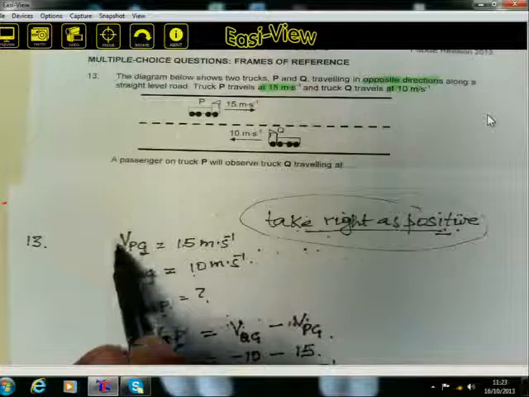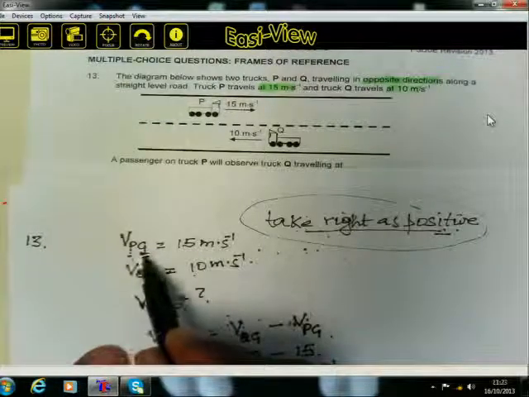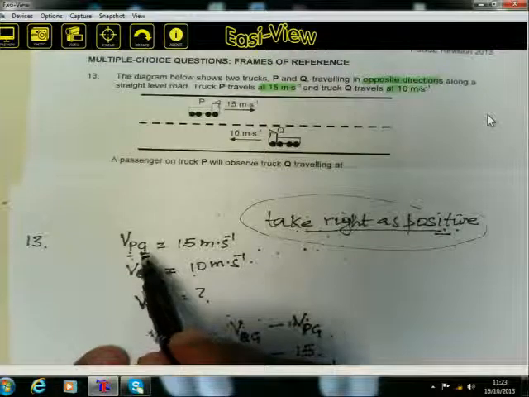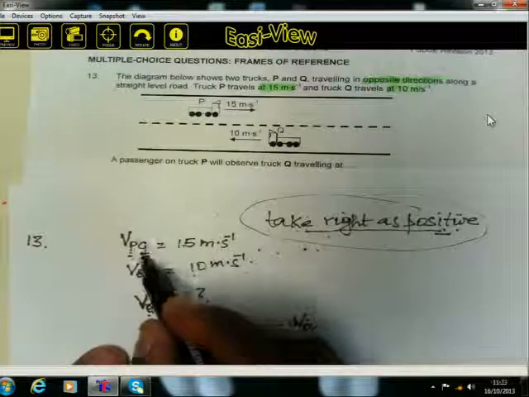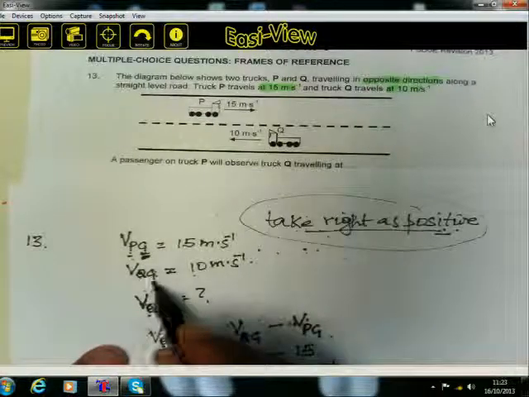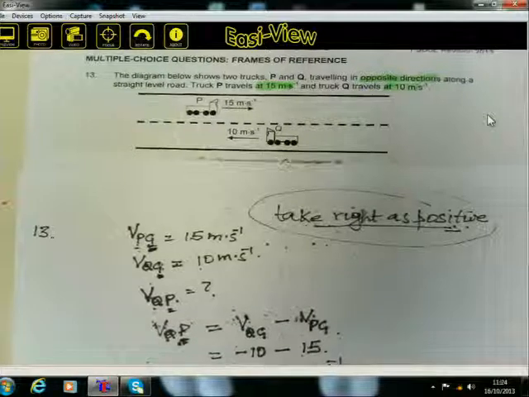The velocity of P relative to the ground, the one that we put as the second subscript there, is the observer, is the one which observes it. Some people say it's the stationary object, if you like. I hope I've addressed that.